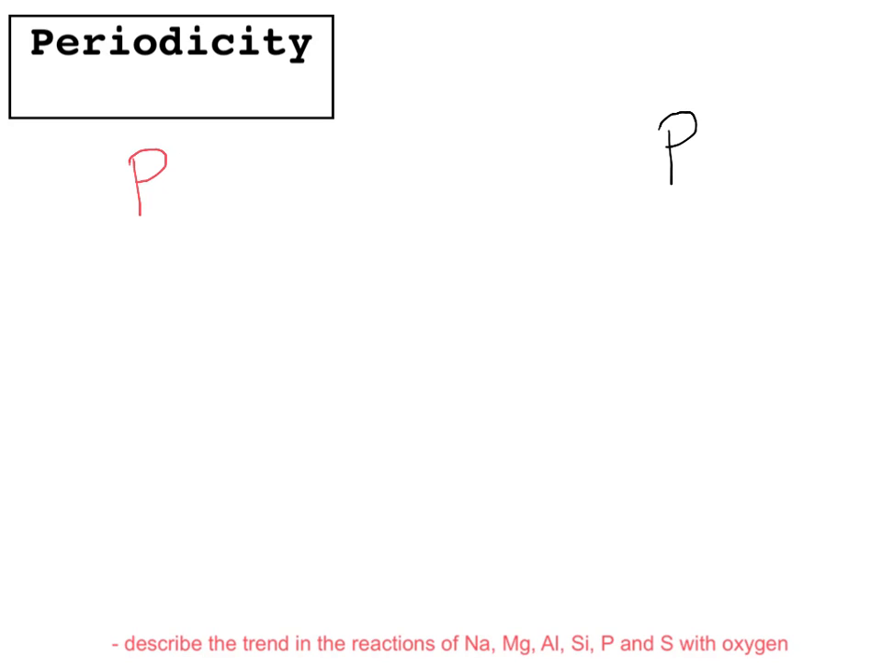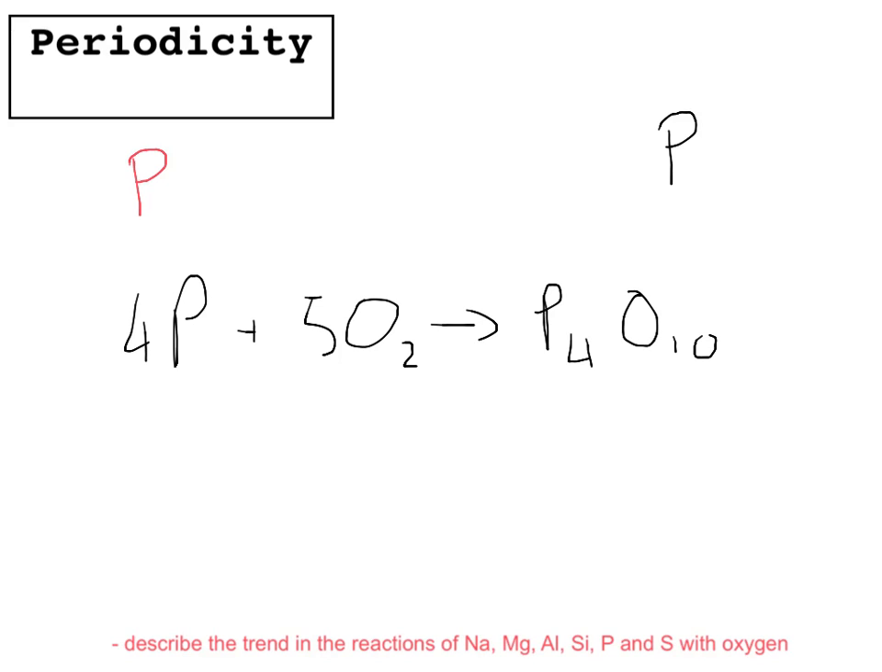And phosphorus pentoxide is P2O5, but it actually exists instead as P4O10, and that's something you need to remember. So to make that, you've got 4 phosphoruses plus 5 oxygens, and you make P4O10.